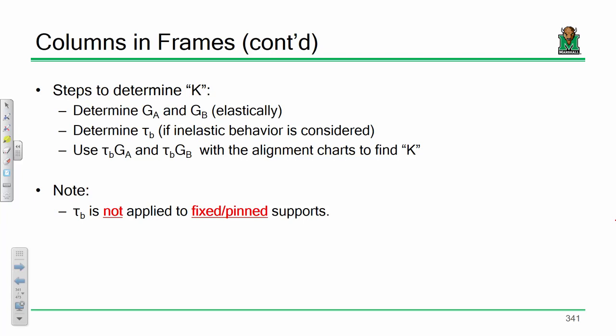The only thing that's a little bit of a detail that you've got to pay attention to: you never apply tau to a support, because for this support we're using a value of 1 or 10 anyway. It really doesn't make much sense to assume that a support is behaving elastically or inelastically. It's just a support, so it's either 1 or 10.